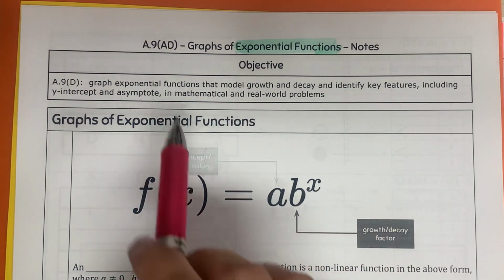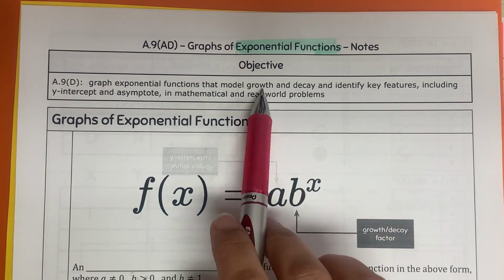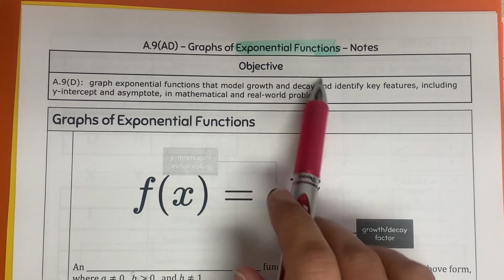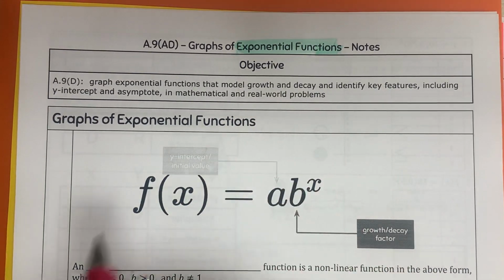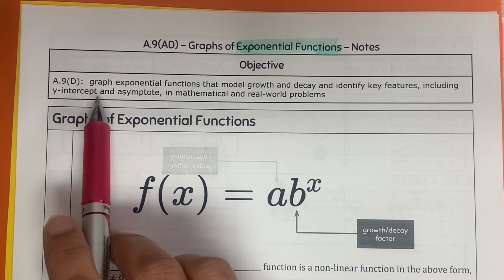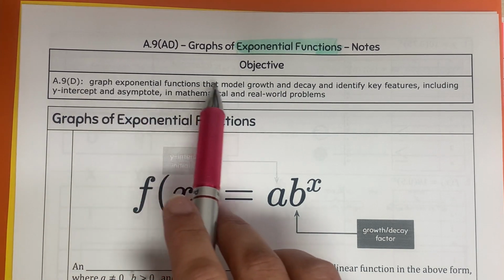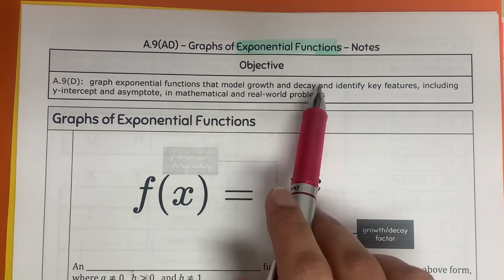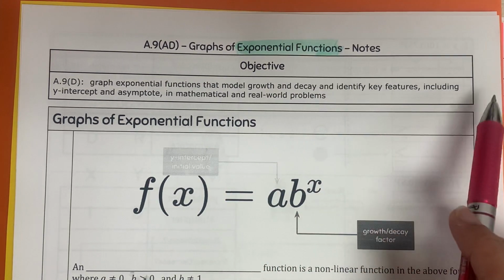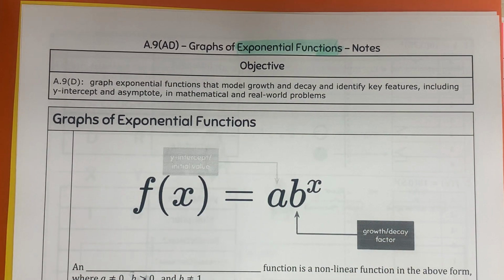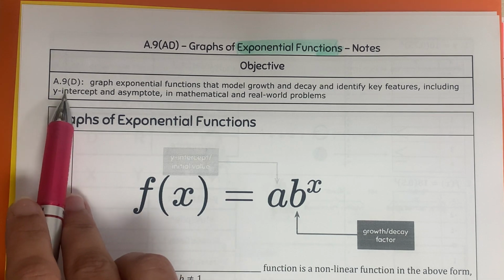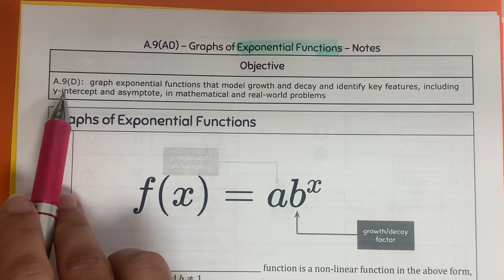Exponential functions are not straight lines, they are curves. And there are two different types of curves. One shows growth, and the other one shows decay. So our job is to be able to graph the exponential functions that model growth and decay and identify the key features such as y-intercept. The y-intercept is still the same thing. It's where the graph crosses the y-axis.